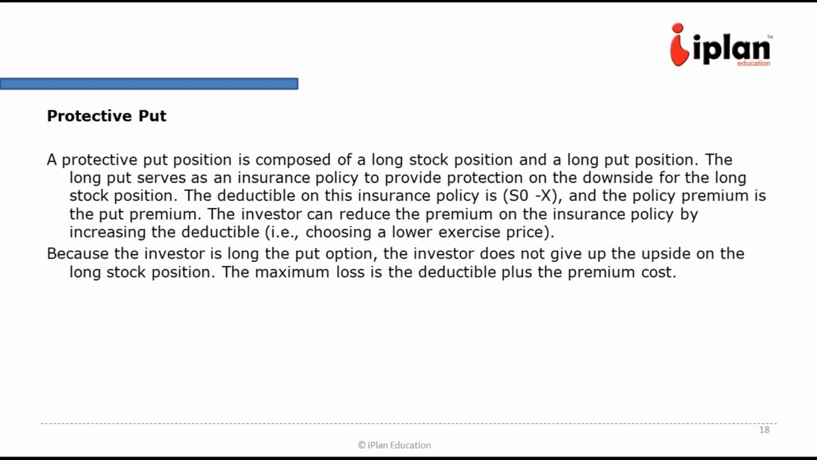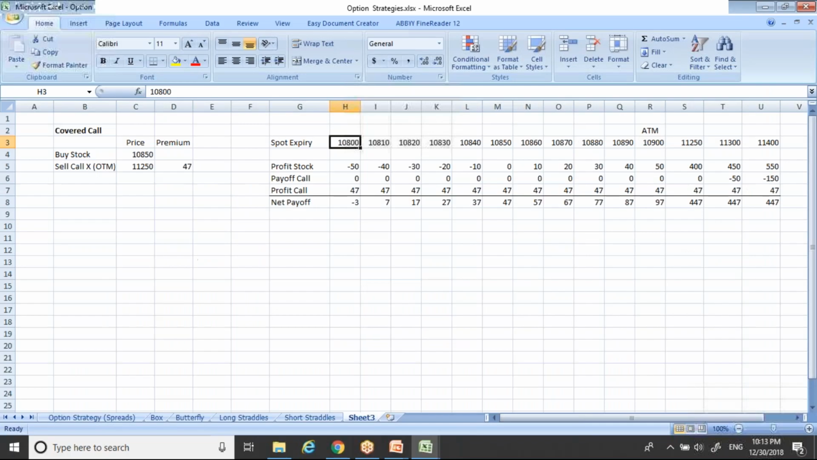Then we have protective put. Now, why do we take a protective put? Protective put is a strategy which is composed of a stock along with the put option. So you are buying a put option and at the same time you are also buying shares. So that is a protective put strategy.